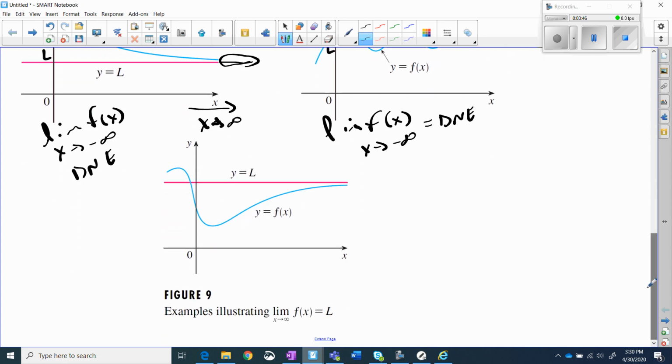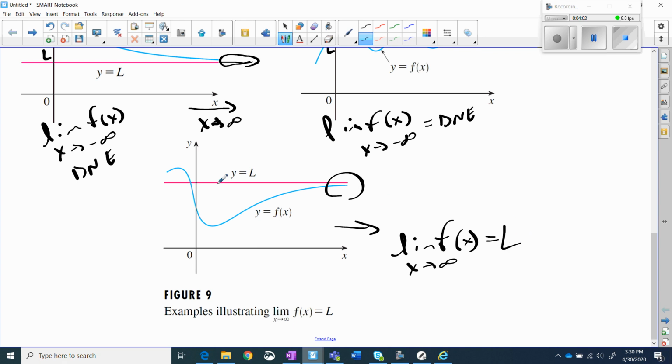And the final one, same idea. So if I looked at, again, this is if x is going to infinity, what is this graph doing as the x values go to infinity? It's getting close to L on the y scale.